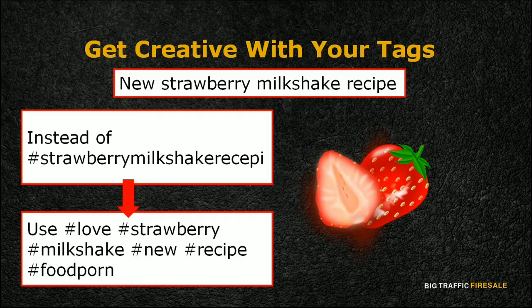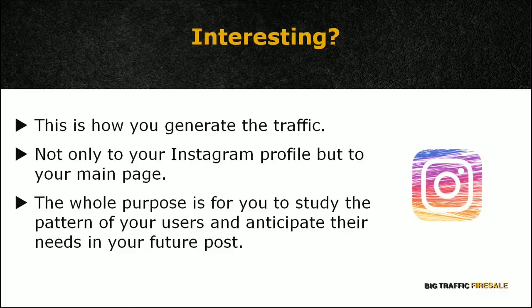So instead of #strawberrymilkshakerecipe typed without spaces, try individual hashtags for each word like #love, #strawberry, #milkshake, #new, #recipe, #foodporn. That way, your hashtag will span across differing word searches instead of one full sentence. It'll be easier for the users to find your posts this way. Interesting? This is how you generate traffic, not only to your Instagram profile, but to your main page as well.